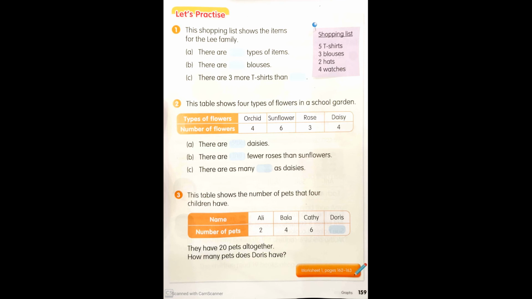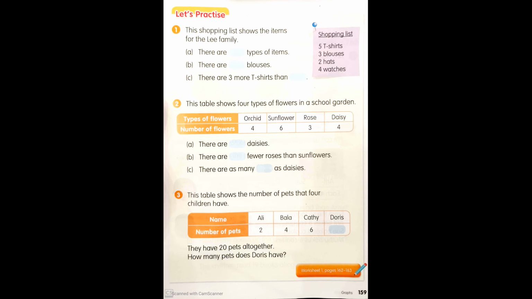You put 4. There are how many fewer roses than sunflower? Look at the rose. We're going to look at the rose and sunflower. Which is more? We said the one which is more, we put number 6 more. We said than means minus. 6 minus 3 equals 2. So the sunflower has 2 more sunflowers than roses. So you put 2. Remember?